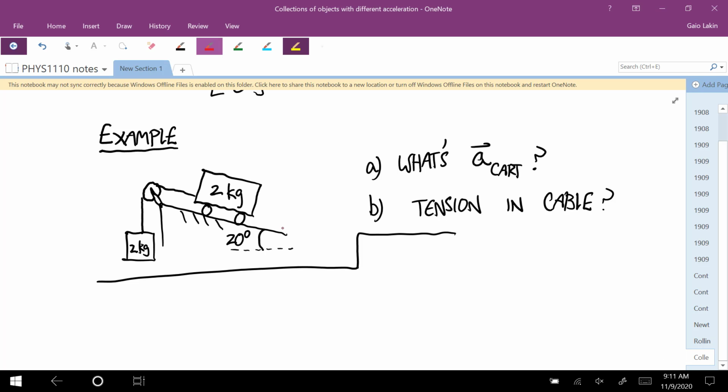In any rolling and sliding problem, we're going to want to use a coordinate system where the y-axis points straight out of the surface. So when we're dealing with the cart, we're going to use a rotated coordinate system. And on the hanging mass, there's no reason to do that, so we'll just use a normal coordinate system. Each one of these can have a different coordinate system.